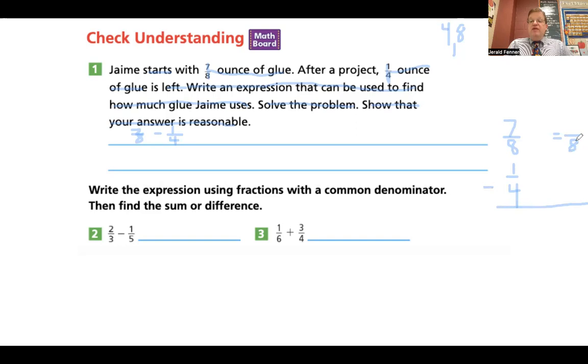Which is kind of convenient because we don't have to do anything to this fraction. This one, we do have to do a little bit of work, but not much. We're going to multiply it by 4 times 2 equals 8. So whatever we do in the denominator, we do in the numerator. 1 times 2 equals 2. And 7/8 minus 2/8 equals 5/8.